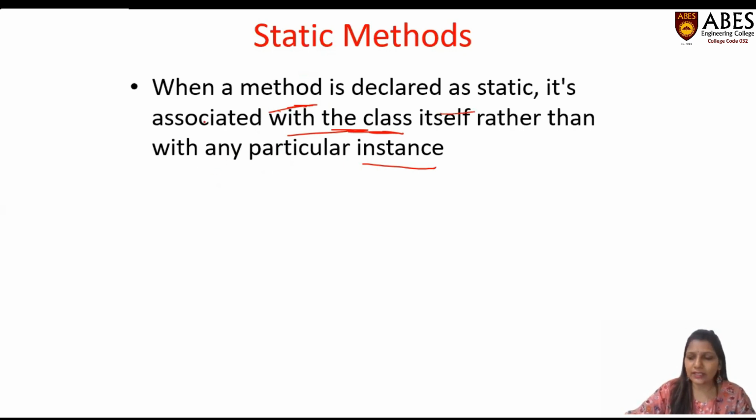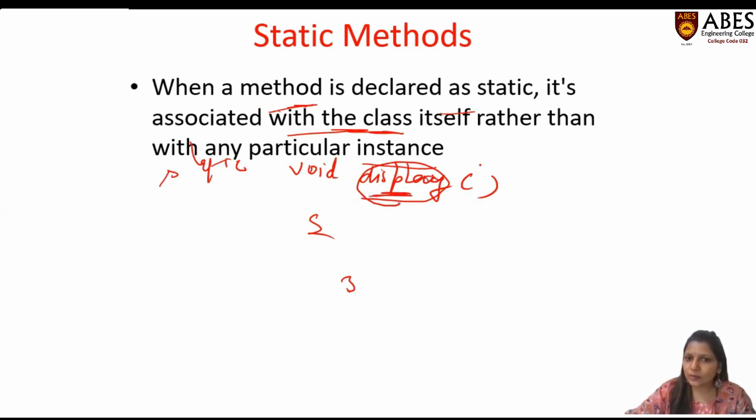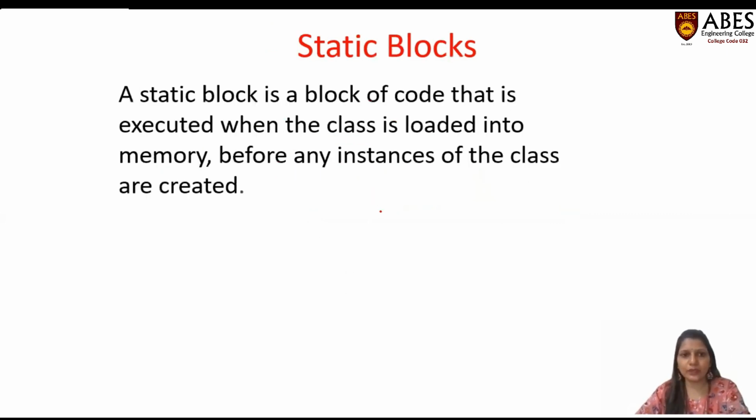How can we declare a method as static? Simply, you can write static void, let's suppose, display. Static void display. It means you can call this method directly. And if you want to access it in another class, you can access it with the help of the class name, because the method is associated with the class itself. So you can call this method directly or with the help of the class name.